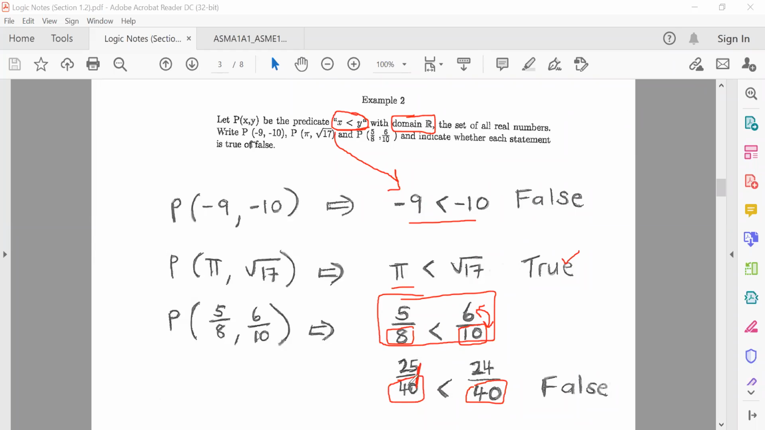So 25 over 40 definitely is bigger than 24 over 40. Therefore, this statement is false, right? So if I ask you this in a test, I expect to see this extra step here to prove to me that you didn't use a calculator. All right, I hope that was clear now.